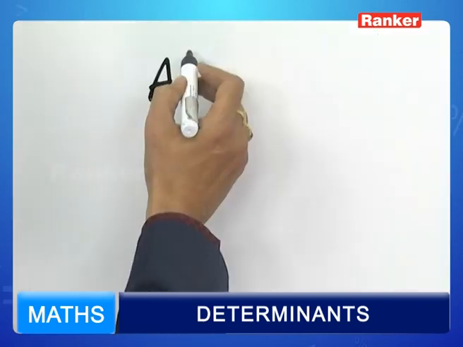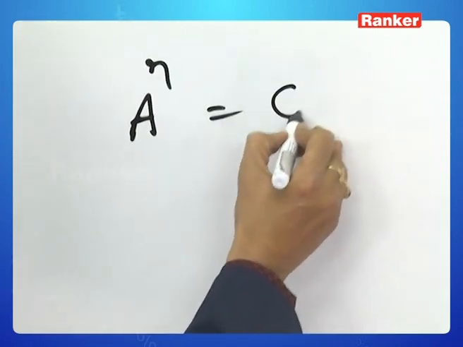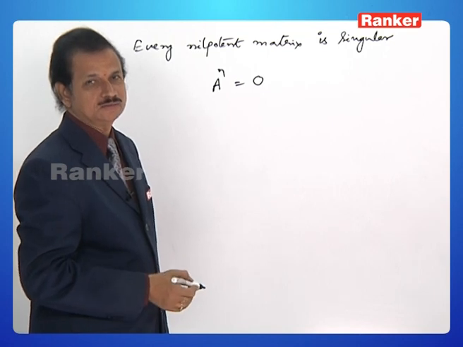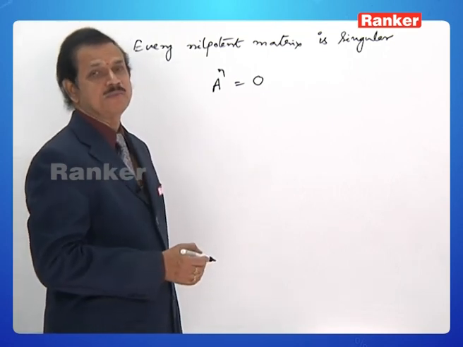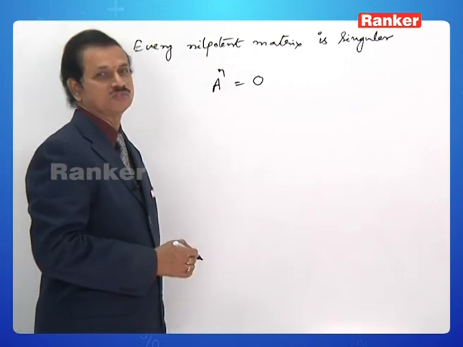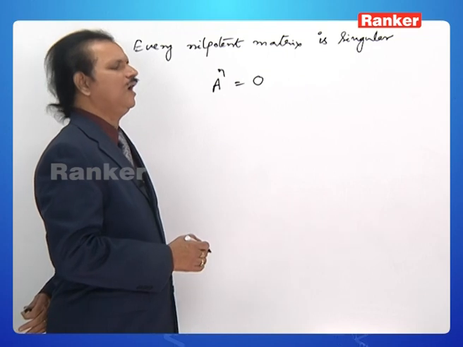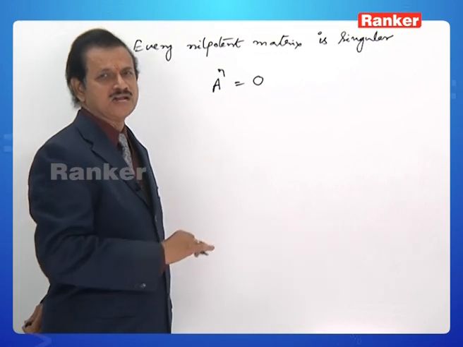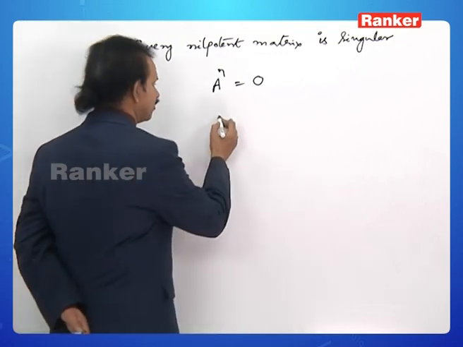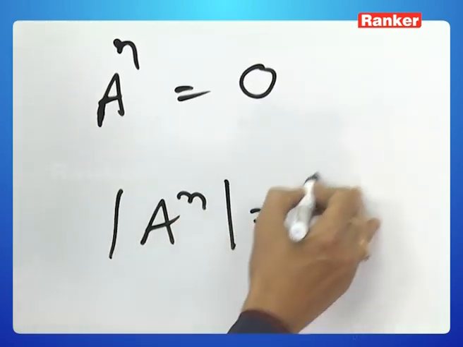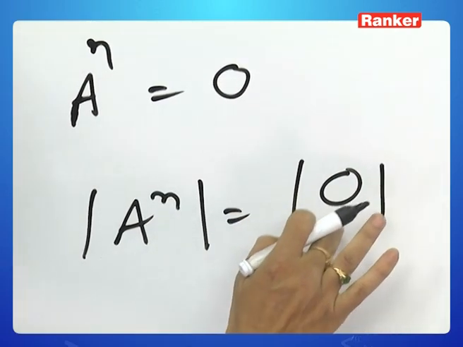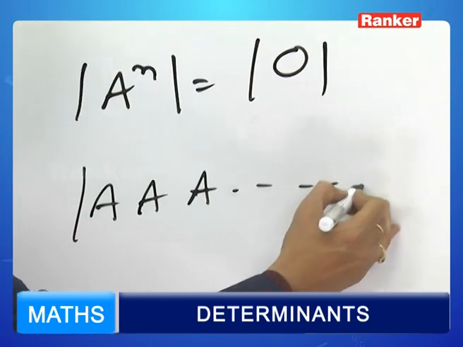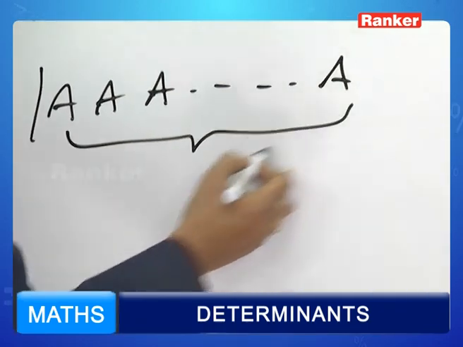If there is a positive integer n such that A power n is equal to 0, then A is said to be nilpotent, and the least such positive integer n is of course called the index of nilpotency. We are not interested in the index of nilpotency. We would like to observe whether it is nilpotent or not. This is nilpotent: A power n is equal to 0. Therefore, det A power n is equal to det 0. Here by 0 we mean the zero matrix. This is det of A into A into A, n times.